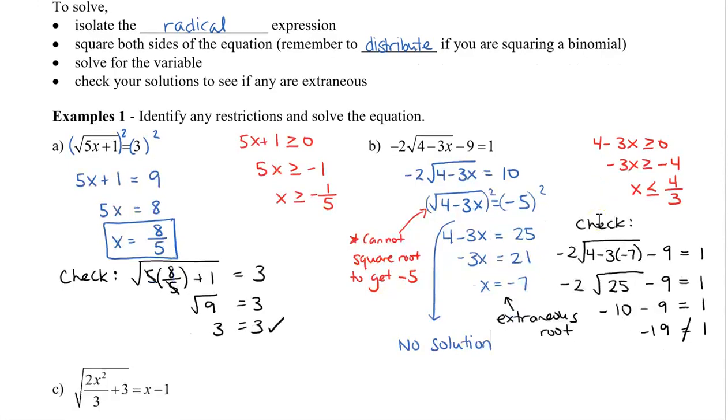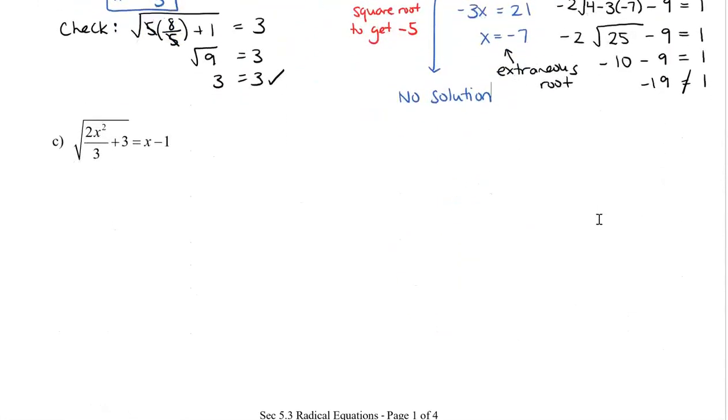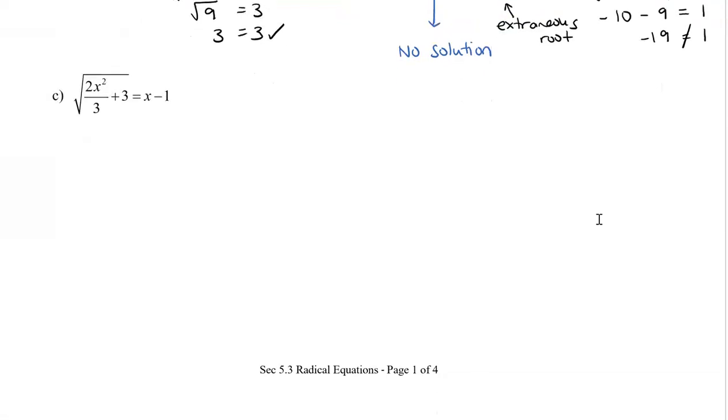This last example that I want to do, I want to show you what happens when we need to square a binomial. So you'll see that here, the radical is already isolated. Okay, so let's identify our restrictions. So we have 2x squared over 3 plus 3, and that has to be greater or equal to 0. So then I get 2x squared over 3 has to be greater or equal to -3. Multiply both sides by 3, I get 2x squared greater or equal to -9, and then I divide by 2, x squared is greater or equal to -9 over 2.